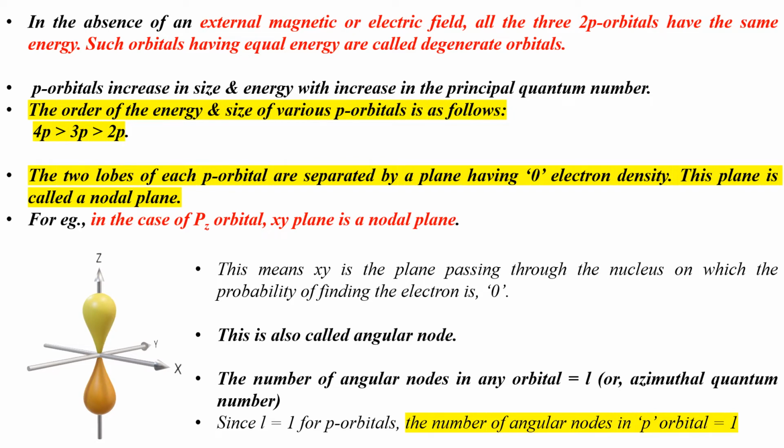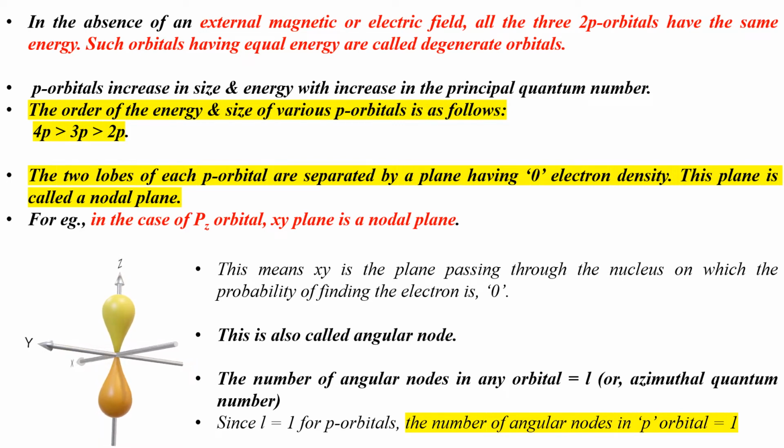The 2 lobes of each orbital are separated by a plane having 0 electron density. Okay, this plane is called a nodal plane. For example, in the case of pz orbital, xy plane is a nodal plane. Okay, this means xy is the plane passing through the nucleus on which the probability of finding the electron is 0. Okay, you can see at the center or the origin, origin means it represents the nucleus. Okay, the probability of finding an electron there as it is seen in the 3D model is 0.